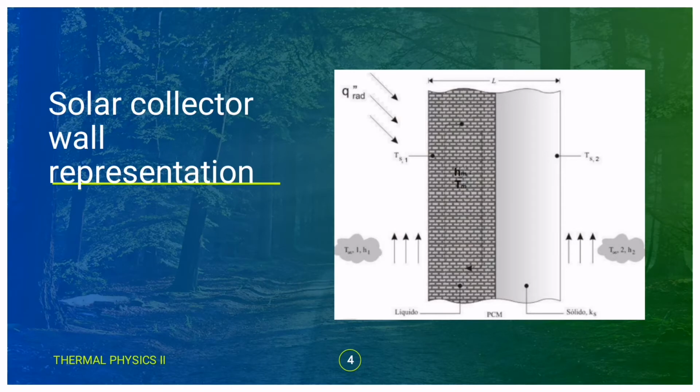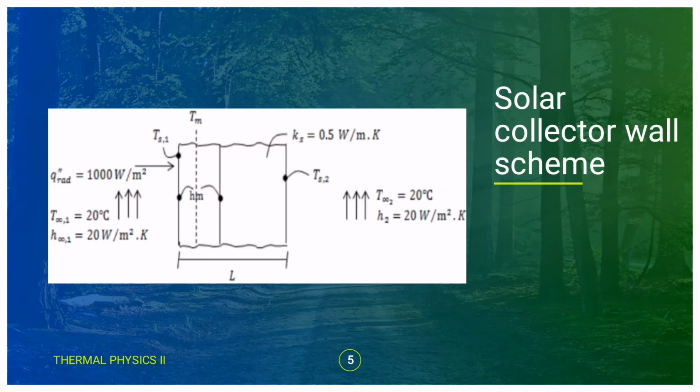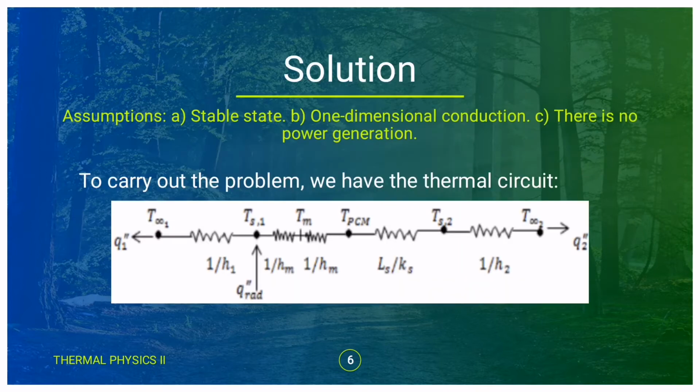So let's see. This is the solar collector wall representation, and this is a scheme of this solar collector wall. And let's go to the solution. We have to make three assumptions: steady state, one-dimensional conduction, and no power generation. To carry out the problem, we have the thermal circuit, the equivalent electrical circuit, as you can see there.